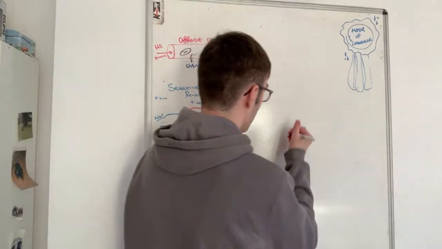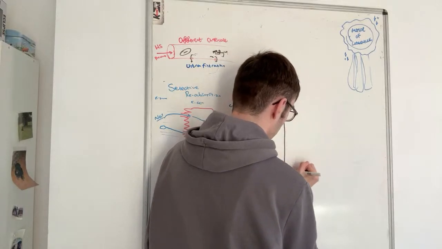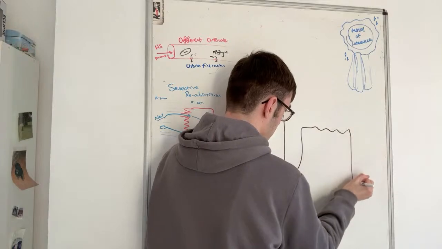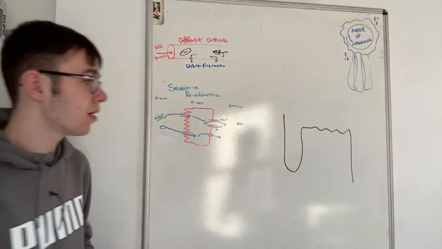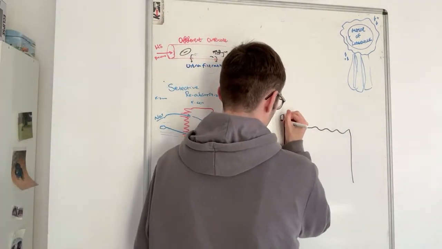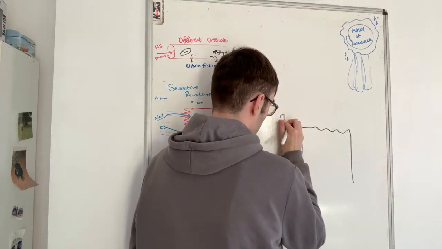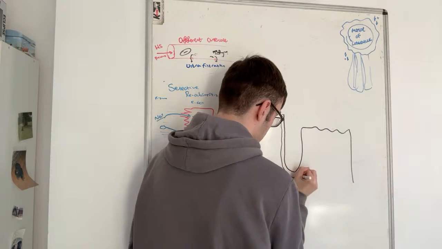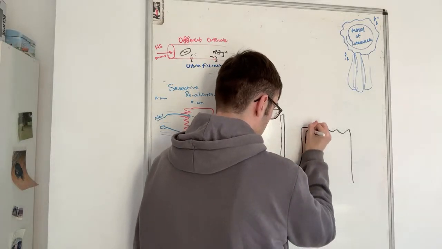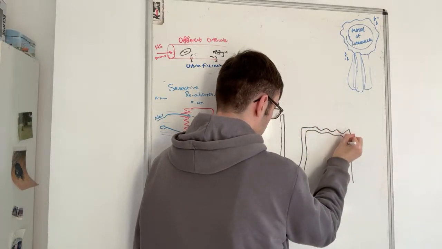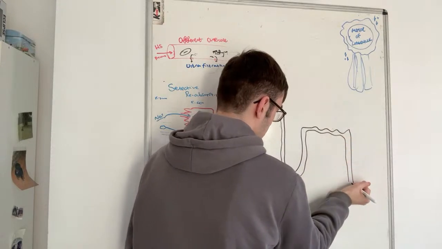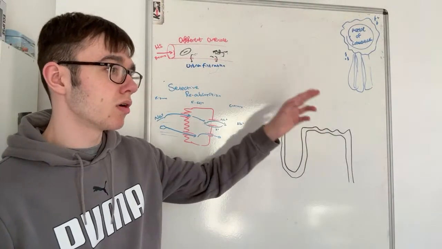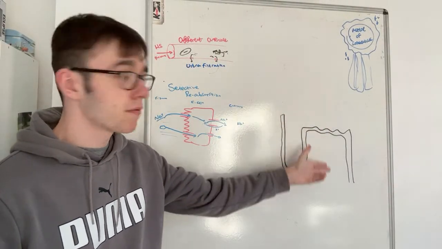And finally is going to be the loop of Henle, which I'm going to draw. I'll draw it three-dimensional, actually. So, that's the loop of Henle, the distal convoluted tubule, the collection duct.